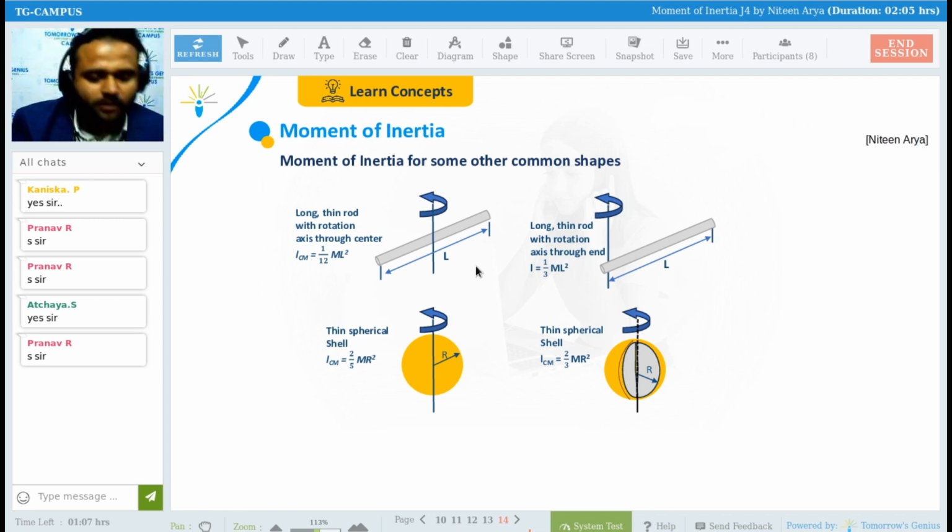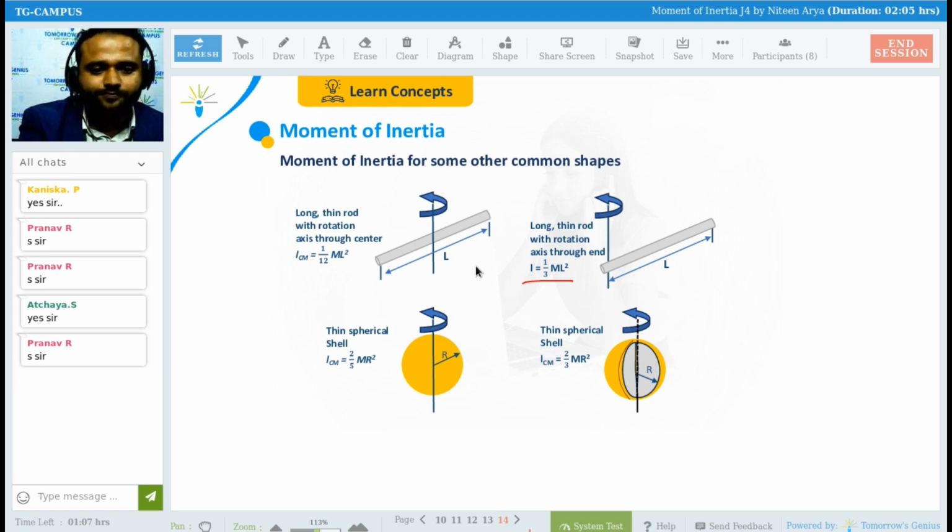Okay, see, we can find this. I can prove this formula first because it is an easy one, and then we can prove this one also because this one is easy. These two things take a little time, but these two are very easy. So, moment of inertia for some common shapes.